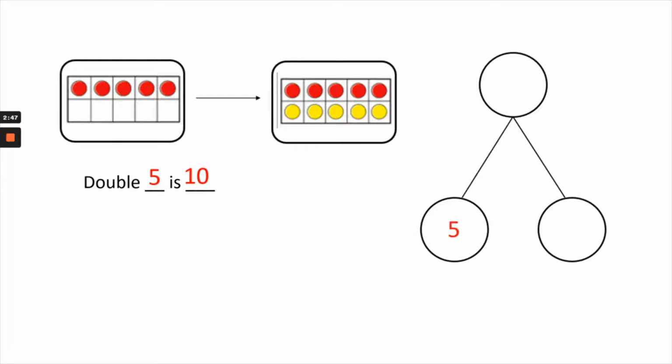So again, let's have a look at this as a part-whole model. To double, we need two equal groups, and we are doubling 5, so we have two equal groups of 5, and together 5 add 5 make 10.